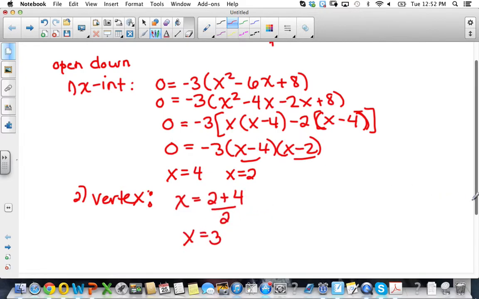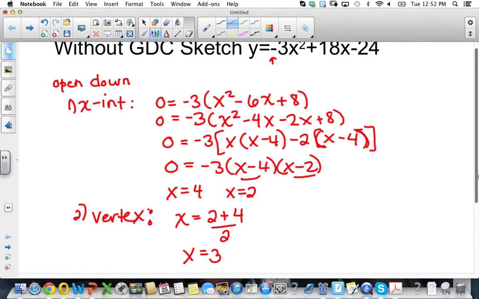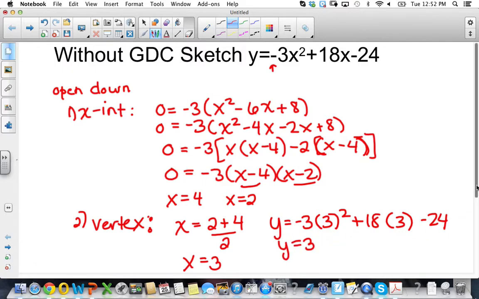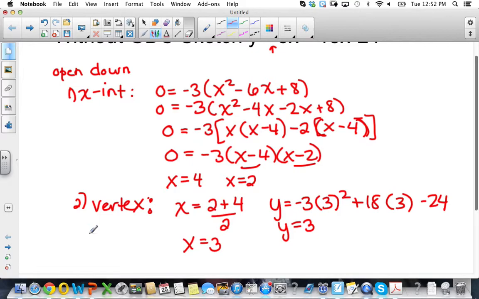Now I have to find the y-coordinate of the vertex because I only have half the point, so I'm going to plug the 3 into the function. Negative 3 times 3 squared plus 18 times 3 minus 24. And even though you're not allowed to use a graphic display calculator, you can use a handheld, which will certainly help you with the algebra portions of these problems, and you get y is 3. So the vertex is (3, 3). So far we have 4 points.